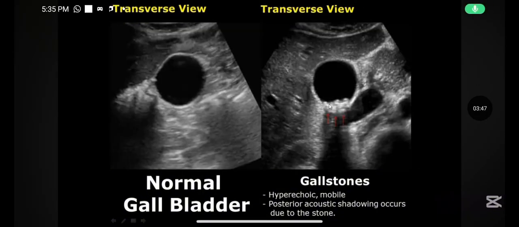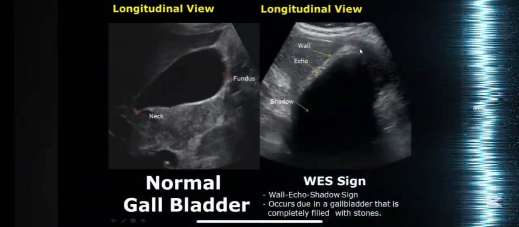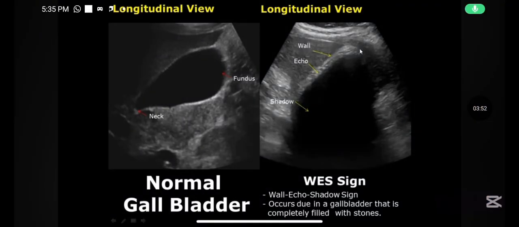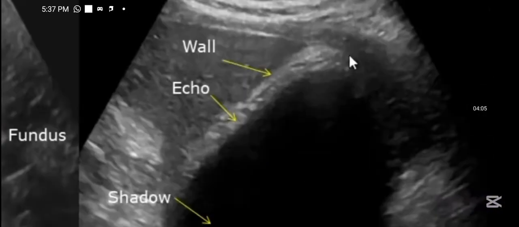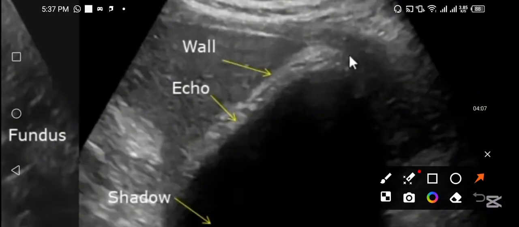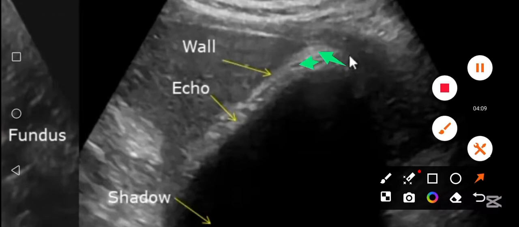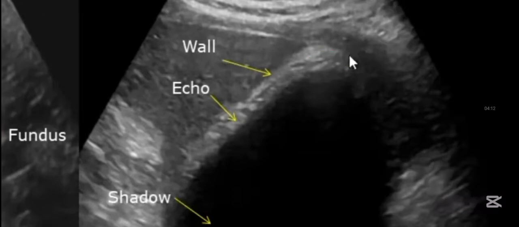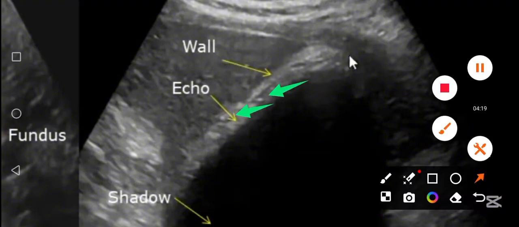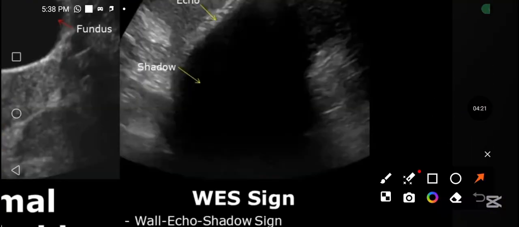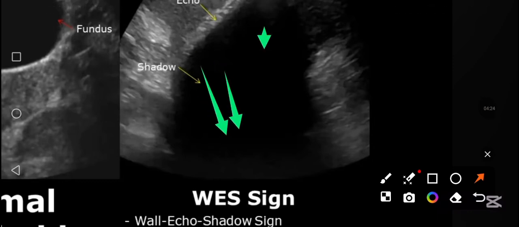The next pathology is the wedge sign. The wedge sign stands for the wall echo shadow sign. It occurs in a gallbladder that is completely filled with stones. The first layer that you can see is the gallbladder wall, and it is slightly hypoechoic, followed by the hyperechoic layer, and that layer is full of stones. And behind or below that is the posterior acoustic shadow.